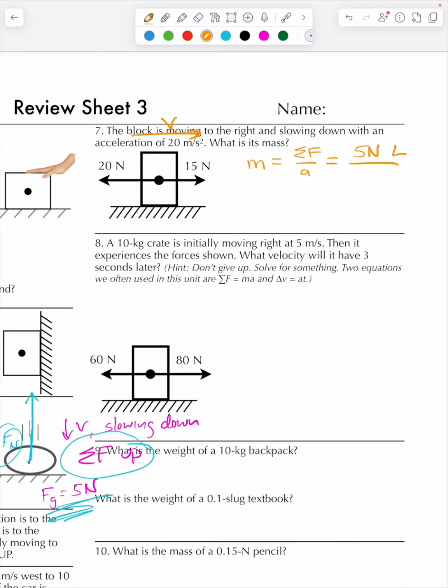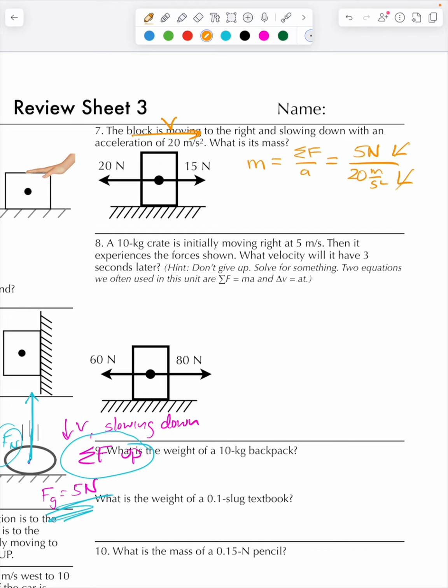And the acceleration is 20 meters per second squared, right? Now, what's the direction of this? Actually, I didn't say, but the acceleration must be to the left, because if the net force is to the left, then the acceleration has to be to the left. So it's kind of useless that I wrote L up there, as they were going to be in the same direction no matter what. And they have to, because they need to cancel.